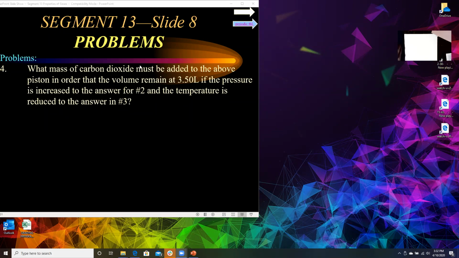Okay, what mass of carbon dioxide must be added to the above piston in order that the volume remain at 3.50 liters if the pressure is increased to the answer we had in number 2 and the temperature is reduced to the answer we got in number 3? Okay. We've got a combined gas law problem now.